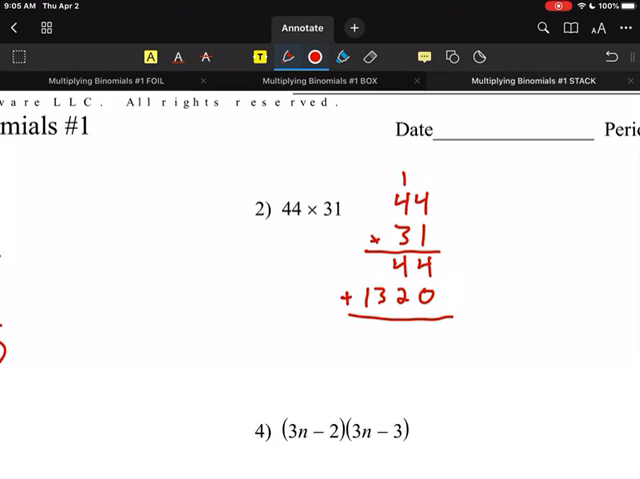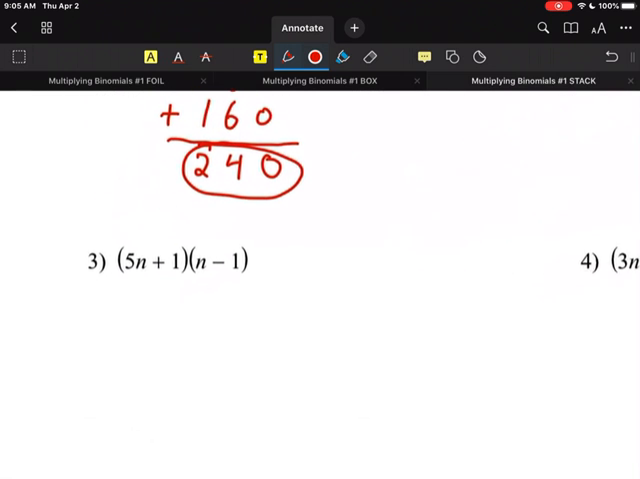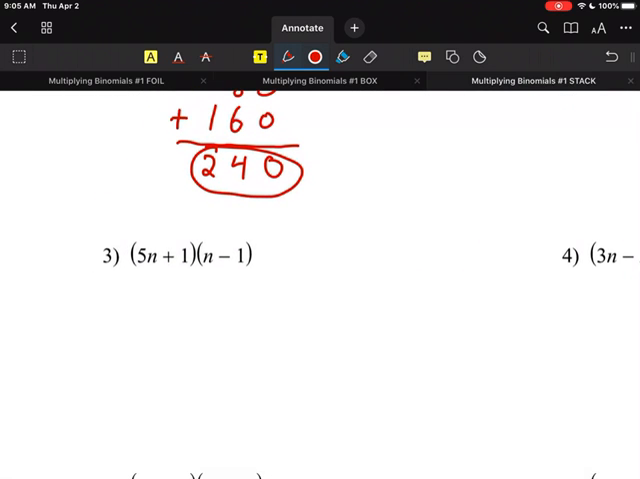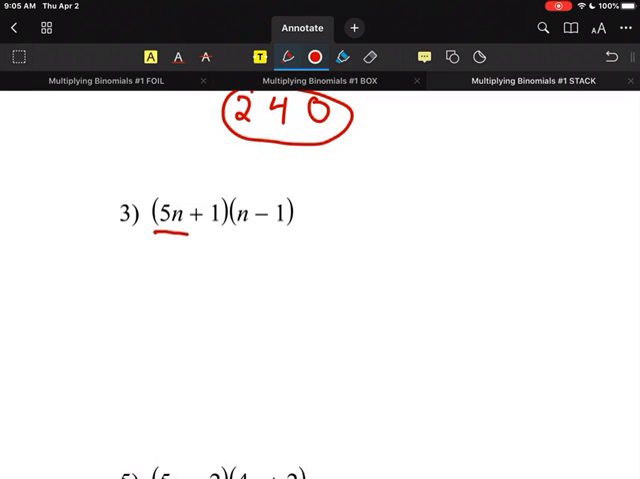So then I add straight down. So 4 plus 0 is 4, 4 plus 2 is 6, 0 plus 3 is 3, and 0 plus 1 is 1, so 1364. Okay, so now I can take that same procedure and apply it to these binomials. Here's your first quote-unquote number, and here's your second quote-unquote number.